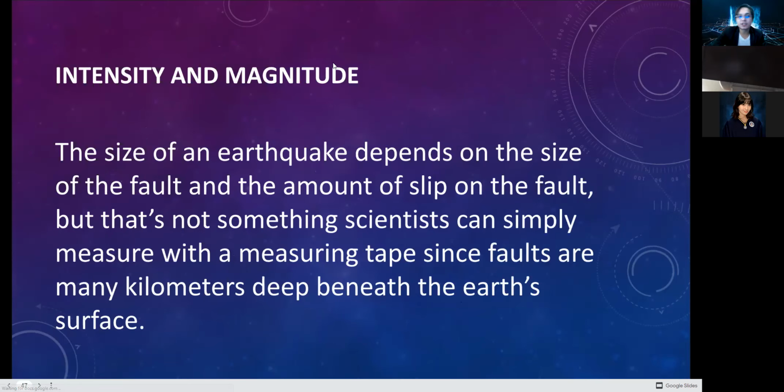Intensity and magnitude are the measurements. Take note. These are the measurements that we use in order for us to gauge the strength and the damages created by a certain earthquake. Simple as that. The size of an earthquake depends on the size of the fault and the amount of slip on the fault, but that's not something scientists can simply measure with a measuring tape. It's not that easy to measure, since faults are many kilometers deep beneath the Earth's surface.